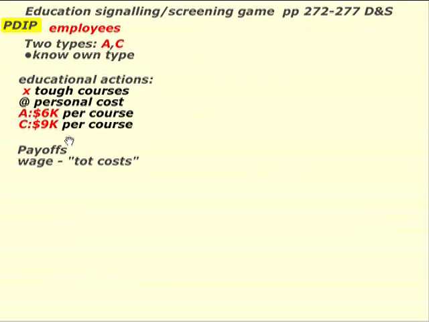Ultimately, what we want to do is look at the payoffs for the employees as whatever wage they get minus their total cost. Their total cost is going to depend on how many tough courses they take and the cost per course to each of them for taking those courses.